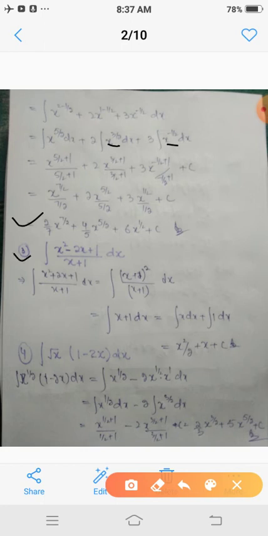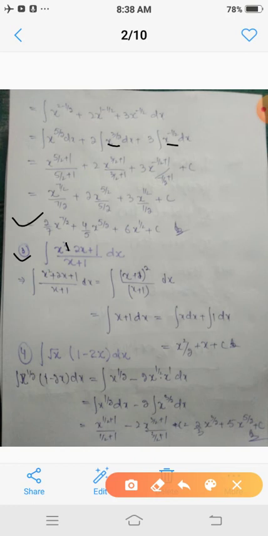Now the third problem of this type is where we have this rational function, (x square plus 2x plus 1) upon (x plus 1) dx. Here we cannot break the denominator, because the denominator contains two terms. If we break the denominator, we will not get this function in the standard form like the x raised to power n form.